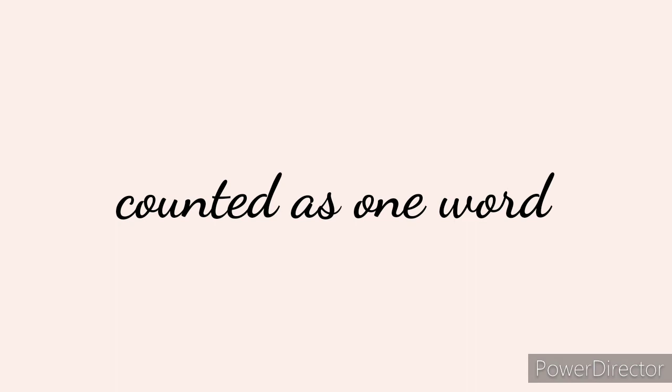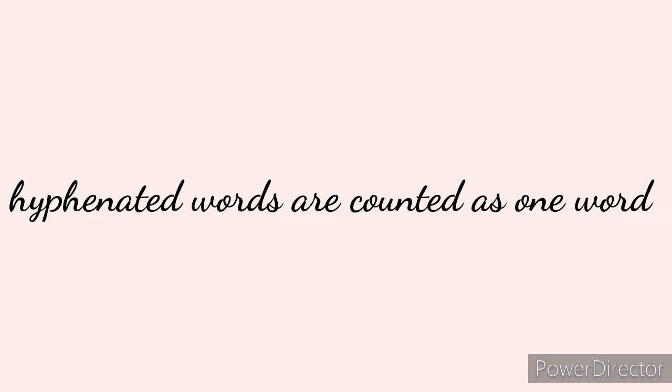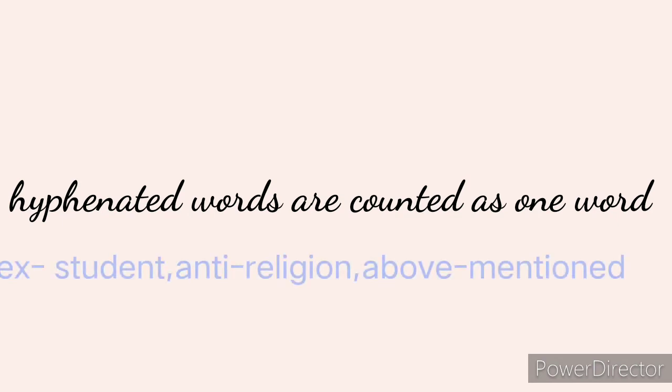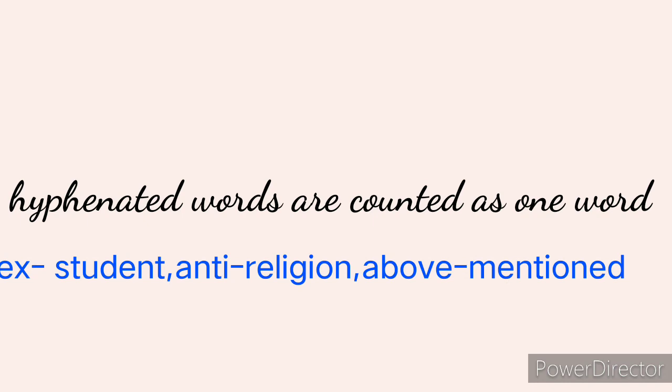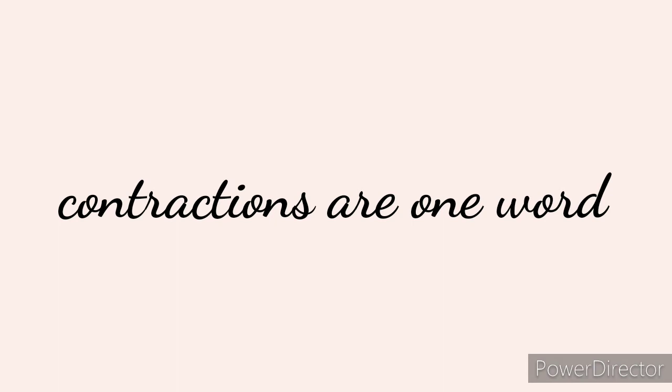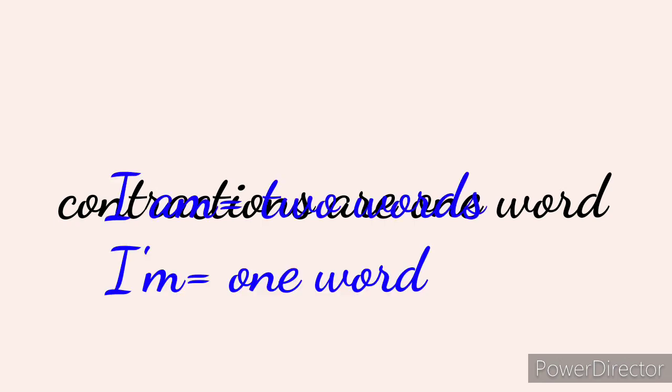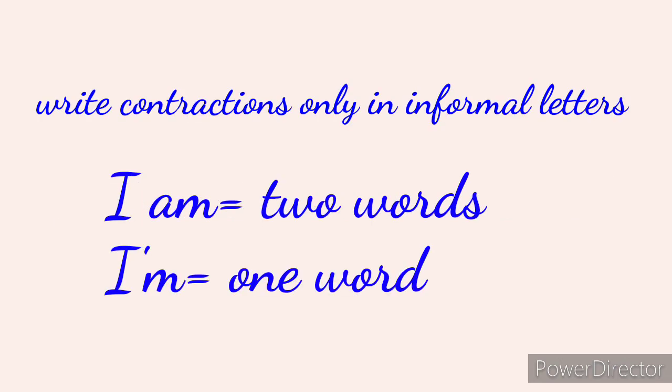If you write two words, for example can and not, it is counted as only one word, even though the candidate has written them as two words. The third one: hyphenated words like ex-student, anti-religion, all-inclusive, above-mentioned, and so on are all counted as one word. Basically, a word that contains a hyphen is counted as one word. Next, contractions are also counted as one word. For example, if you write I am, it will be counted as two words, but if you write I'm with an apostrophe, it will be counted as one word.